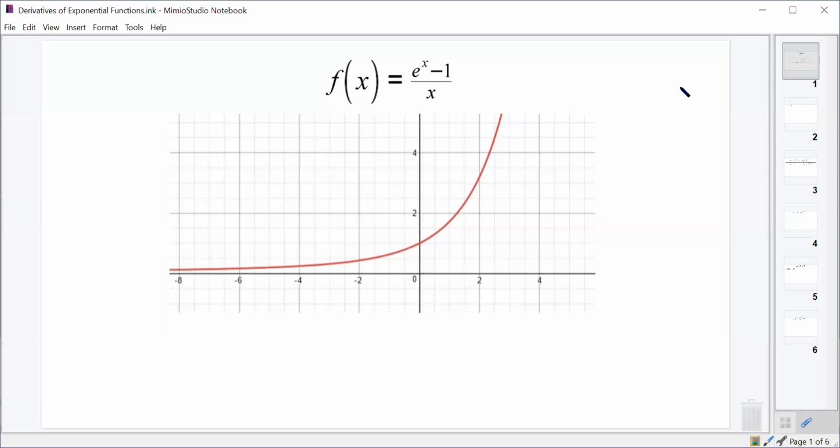So we're going to move forward into derivatives of exponential functions like e to the x or 2 to the x or 7 to the x power or something like that. But before we do that, we're going to take a look at this function right here. F of x equals e to the x minus 1 over x.